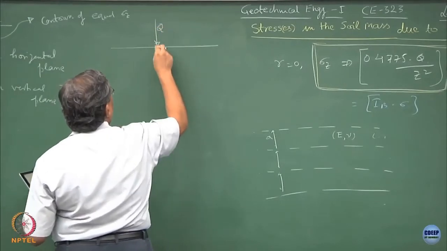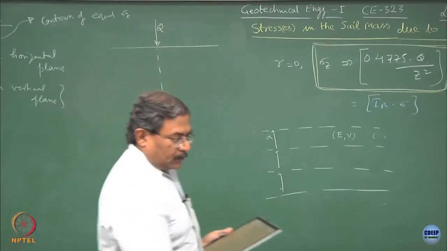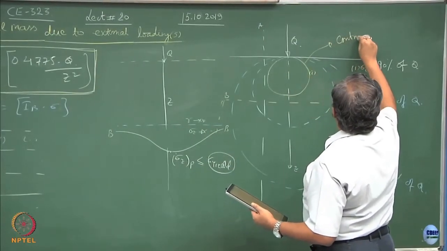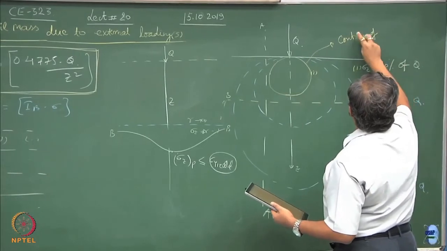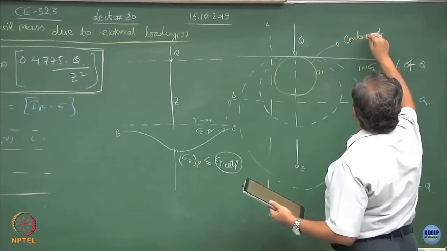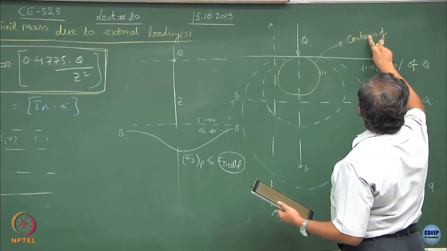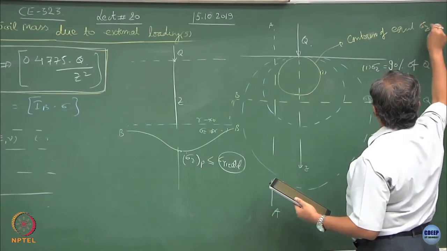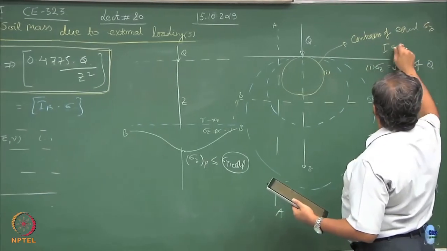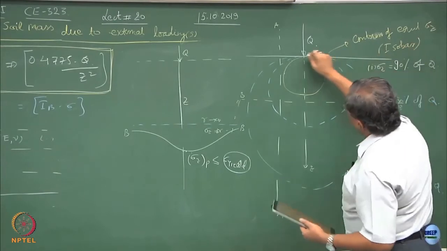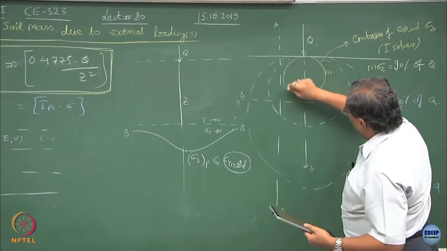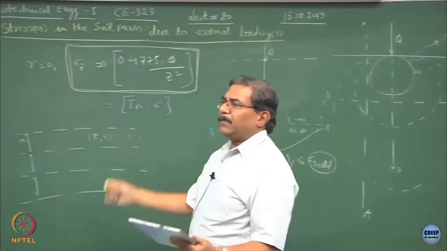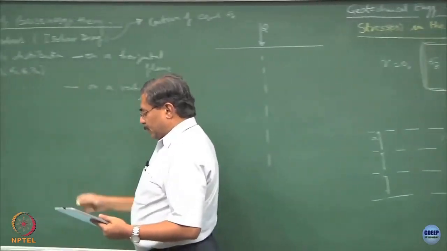if this is Q, these are the contours of, this is what I have written there, these are the pressure bulbs, contours of equal sigma z's known as isobars. So, this whole yellow color bulb is going to be representing sigma z equal to 90-95% of the stresses which are getting transmitted to the soil mass.